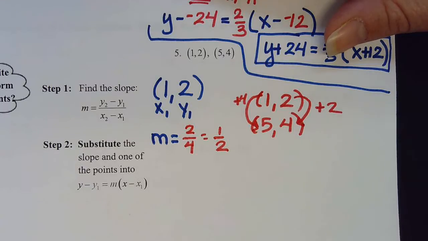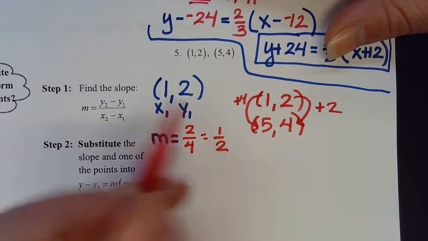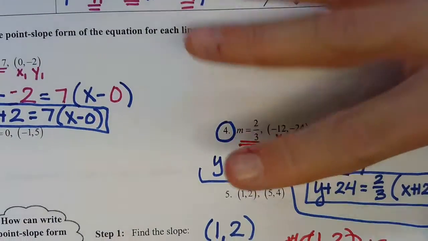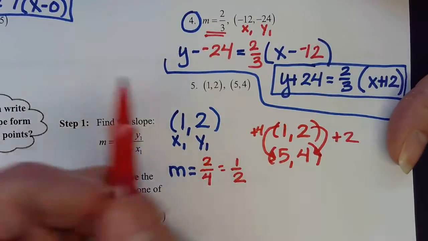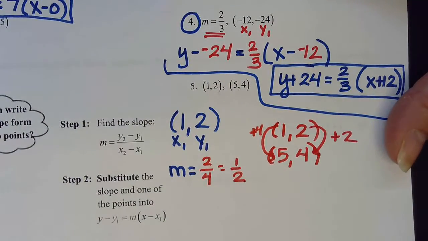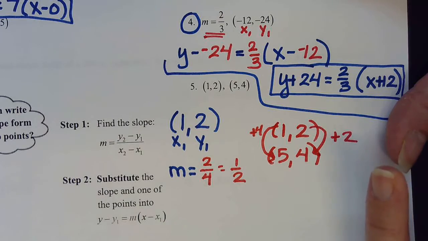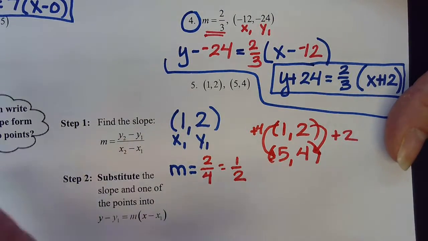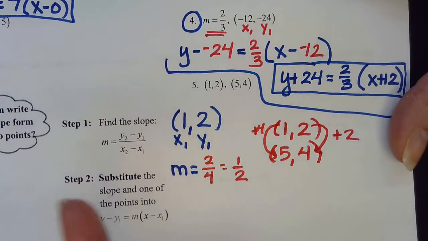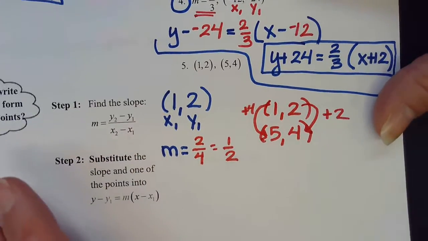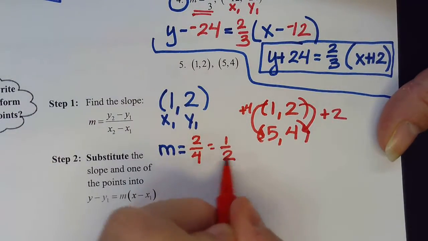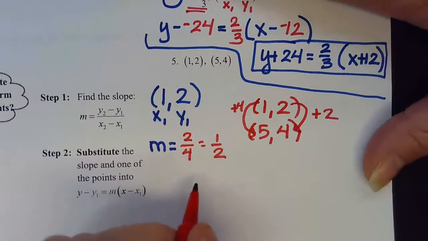Yeah. Okay. So now I'm back to where I was with these problems up here. I have my point, and you totally can use 5, 4 if you want. Your answer won't be wrong. I just always end up using the first point they give me, especially if there's no negatives. So I take my point and I take my slope and I plug it into point slope form.